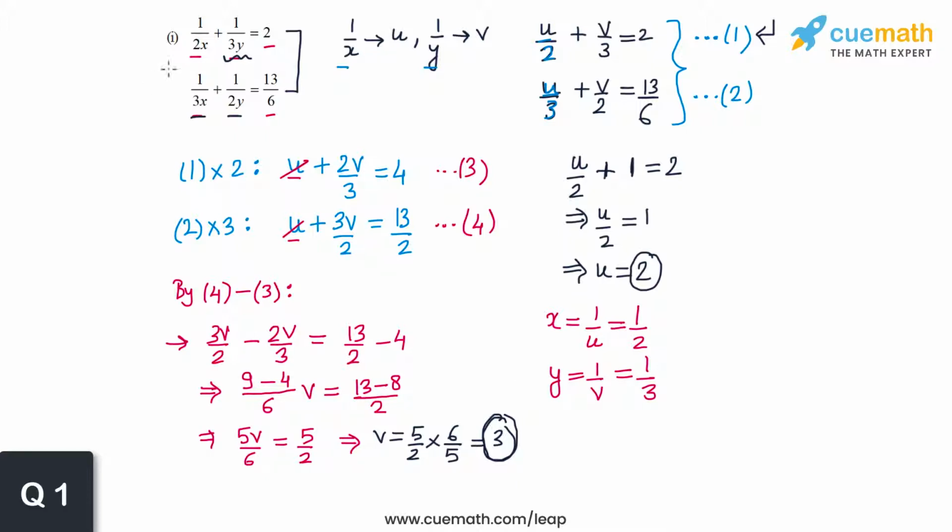So the answer to this first part is that x is equal to half and y is equal to 1 by 3. In the second part, the pair of equations are 2 by root x plus 3 by root y is equal to 2, and 4 by root x minus 9 by root y is equal to minus 1. So clearly these are not linear equations in x and y, and hence we need to do some substitution to convert them into linear equations.